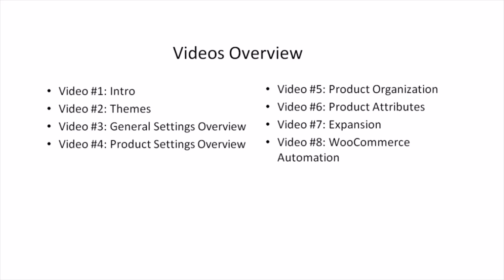So here's a quick video overview of what's inside this video course. Video 1 is the introduction. Video number 2, we're going to talk about how to get access to WooCommerce themes. Video number 3, we'll talk about the general settings overview. Video number 4, we'll talk about the product settings overview. Video number 5, we'll talk about how to organize your products. Then in video number 6, we'll talk about product attributes. Video number 7, we'll talk about expansion. And of course, video number 8, we'll talk about how to automate WooCommerce tasks.